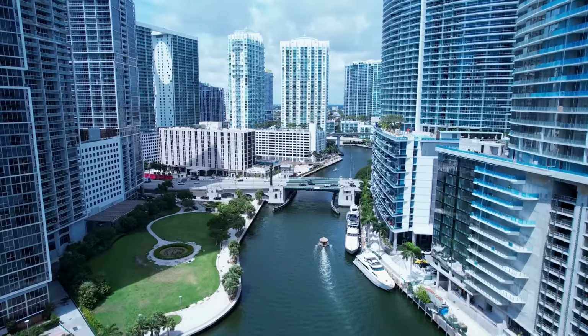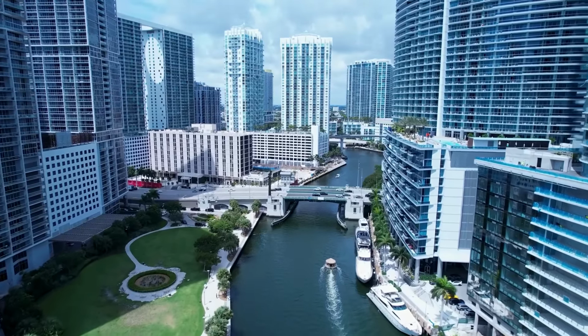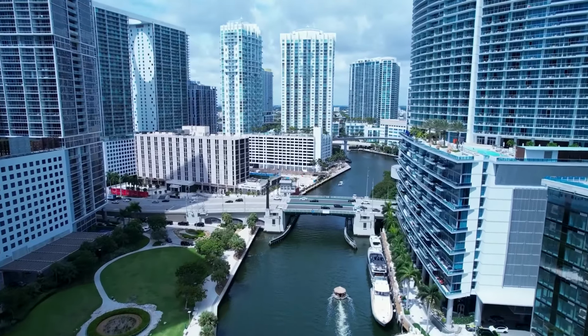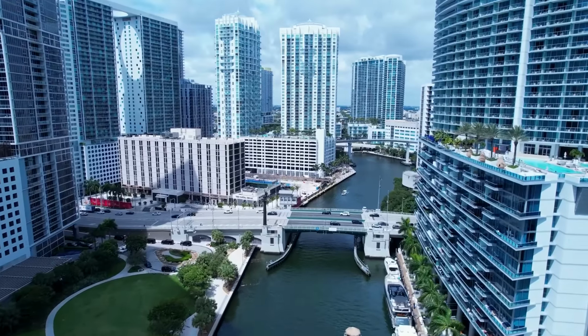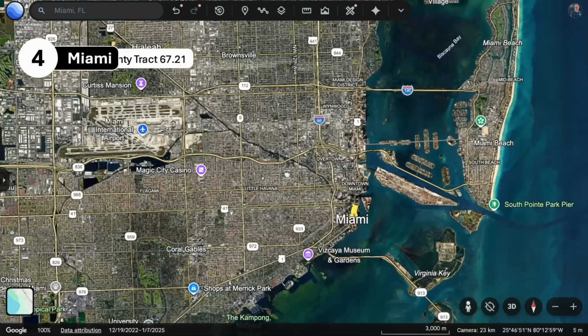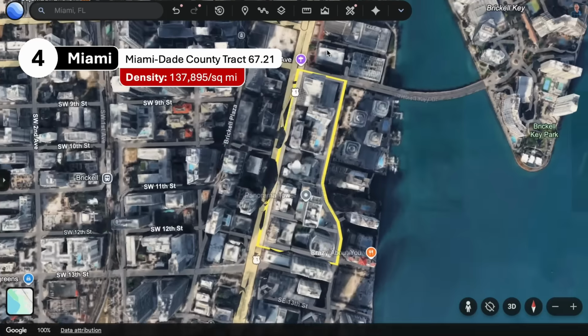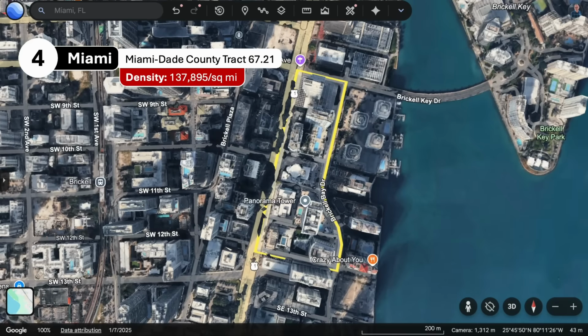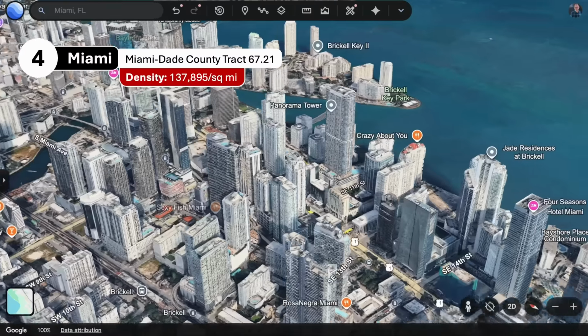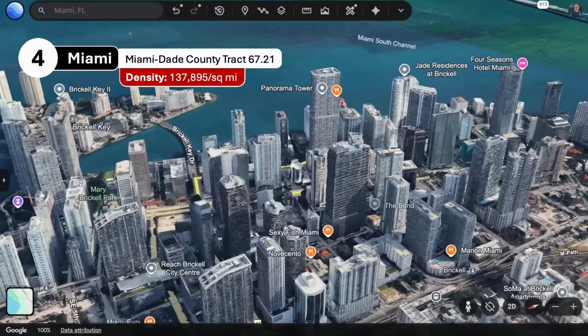4, another one that's a little unexpected until you really look at it. Miami-Dade County is home to 10 tracts in the top 1,000, and the leader is 67.21 in Brickell, just south of downtown proper. This is the 83rd most packed census tract in the nation.